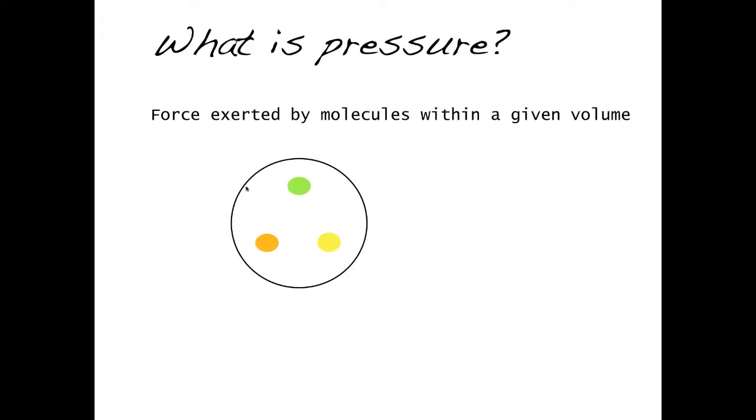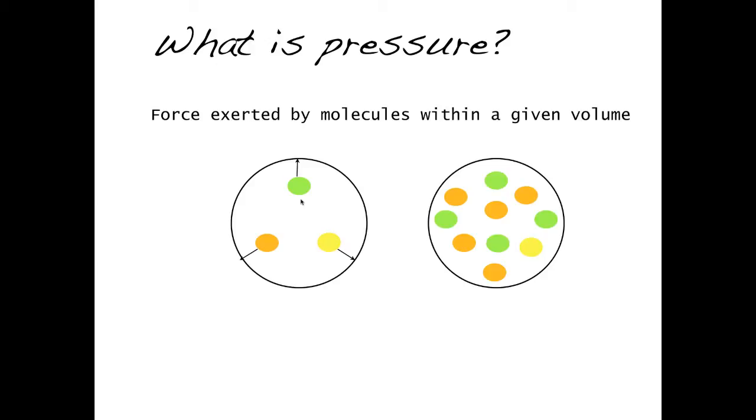We see here we've got a container with molecules in it. These molecules are always going to be in motion, and they're going to be exerting pressure. If we have the same size container with more molecules within it, they're going to exert more pressure. So more molecules in the same volume of space, higher pressure.